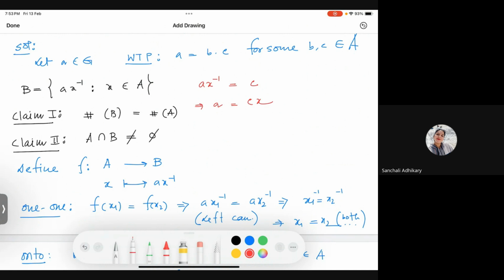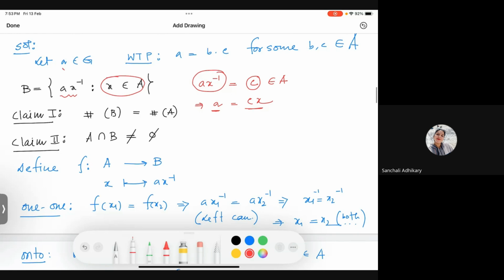If I show A into X inverse is equal to some C, where C belongs to A, then A is equal to Cx. So I take any arbitrary element from the group and then I show A is equal to Cx, where C belongs to A and X also belongs to A. Then the proof is done. This is my actual motive.